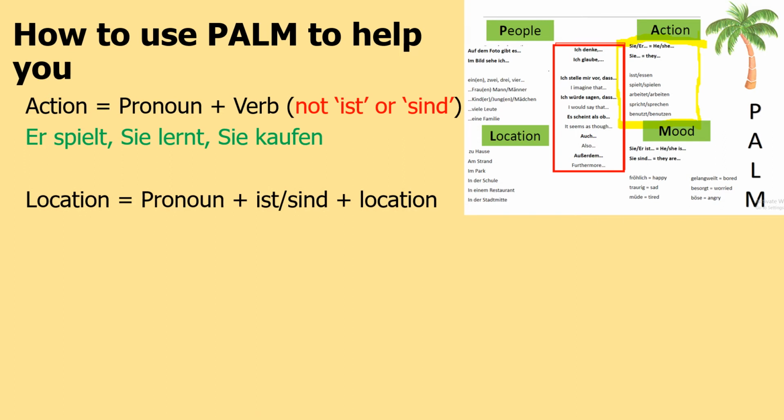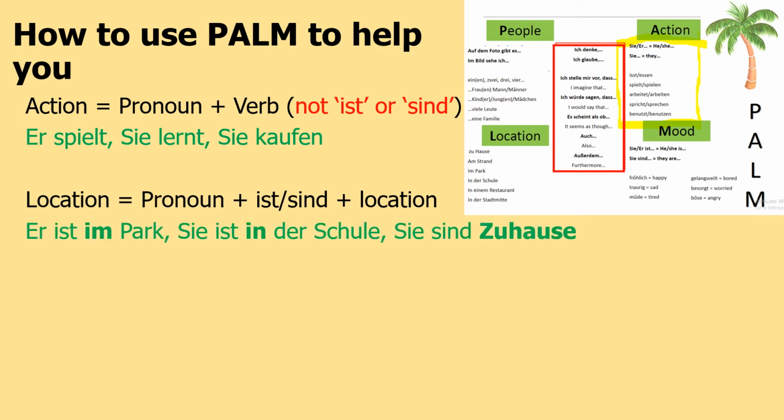Okay. For location, this is when ist and sind come in. So you would use your pronoun, so the person, you would use ist and sind, and then you would use the location. So examples of those are ist im Park, sie ist in der Schule, so he is in the park, she is in school, or sie sind zu Hause, they are at home. Okay, so this is where you need to use them for the location part.